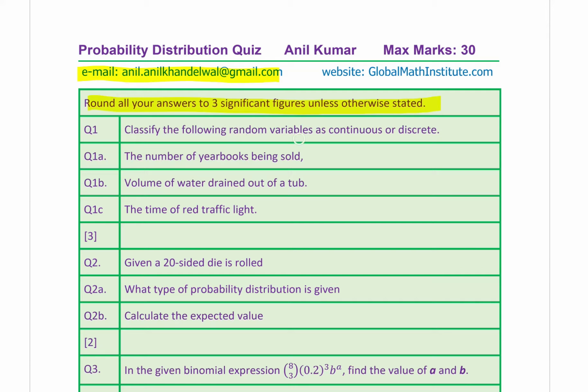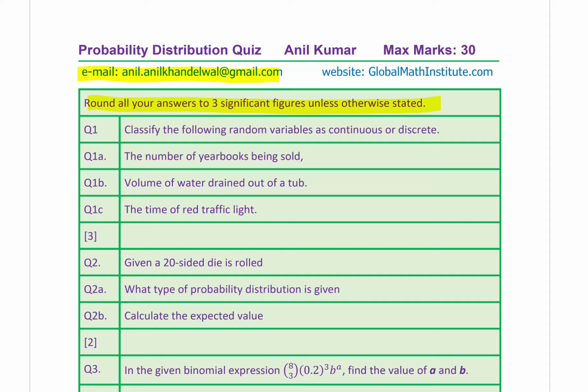Classify the following random variables as continuous or discrete. Question A: the number of yearbooks being sold, the volume of water drained out of a tub, and the third one is the time of a red traffic light. Question number 2: given a 20-sided die is rolled, what type of probability distribution is given? Calculate the expected value. So these are the two related questions on the 20-sided die being rolled.